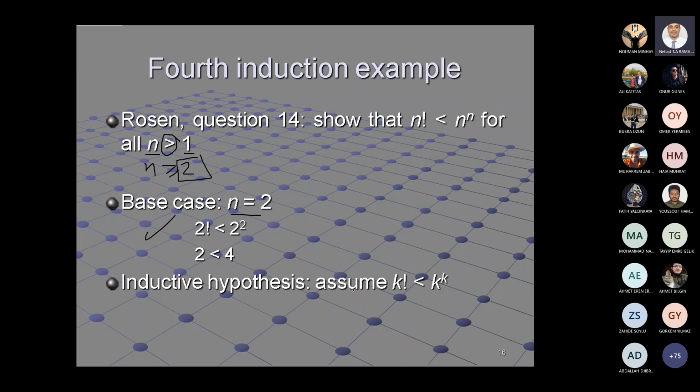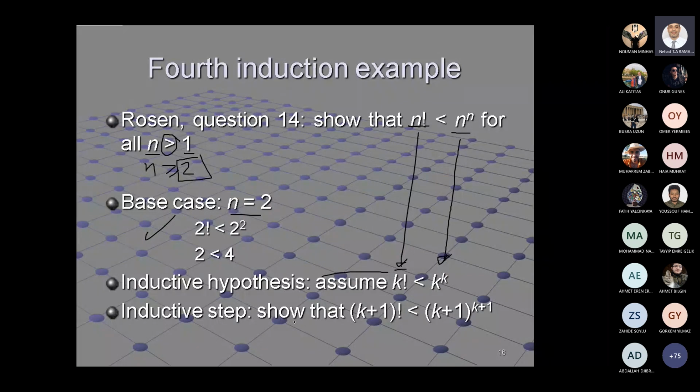Now, inductive hypothesis, we assume that instead of n, now we will write k factorial less than k to power k. Now we don't have summation, yes? So now inductive step. Inductive step is to show that k plus 1 is correct. So instead of n, we put k plus 1. So k plus 1 factorial less than k plus 1 to power k plus 1.